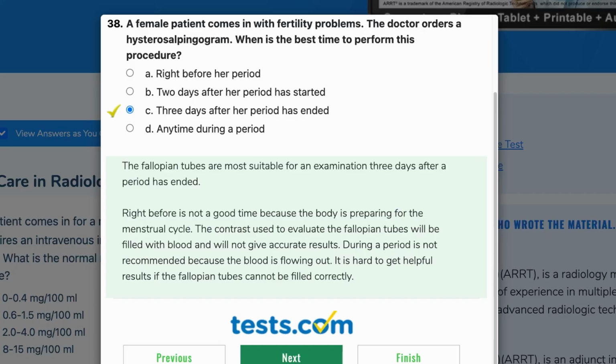It is hard to get helpful results if the fallopian tubes cannot be filled correctly.